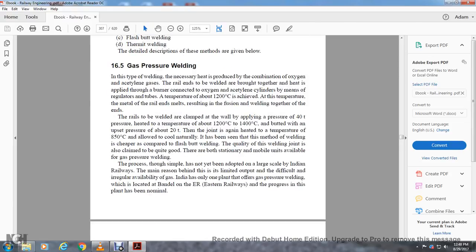16.5 Gas pressure welding. This type of welding uses a combination of oxygen and acetylene gas at the rail ends to be welded, brought together, heated and supplied with a burner connected with the oxygen and acetylene cylinders through regulator tubes, achieving a temperature to melt the rail ends, resulting in fusion welding together of the ends.